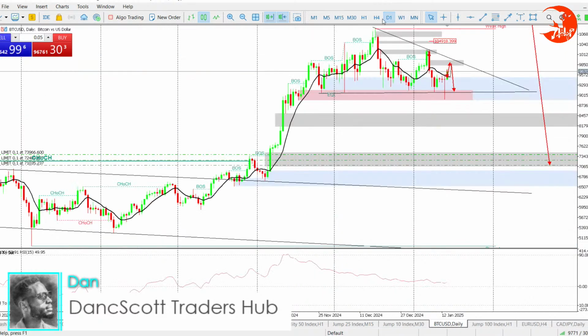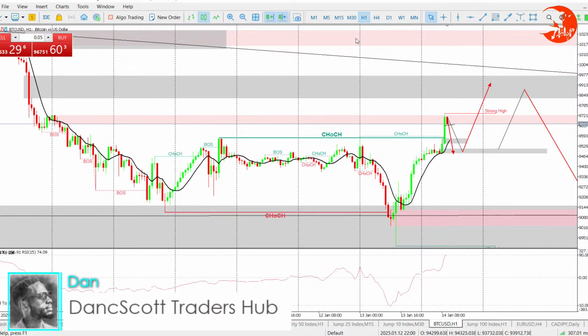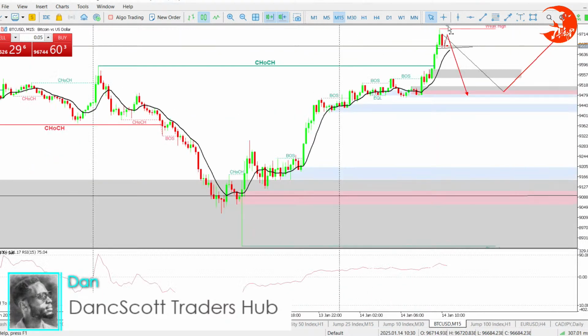Otherwise, I think that's it for me. So I will leave this chart of mine on M15 because I'm looking at taking advantage of this trade if it gives me what I want. Yeah, if it gives me what I want.